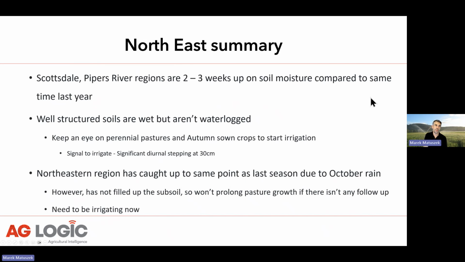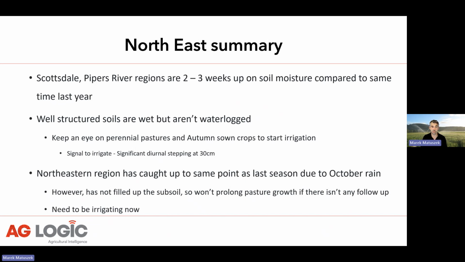So the northeast summary, the Scottsdale Pipers River region, 2 to 3 weeks up in soil moisture compared to the same time last year, thanks to the bit of rain that we've got. Same as the Northwest Coast, well-structured soils are wet, but they're not waterlogged. We can see that by that. As soon as we get a rainfall event, it's starting to be utilised by the plant.